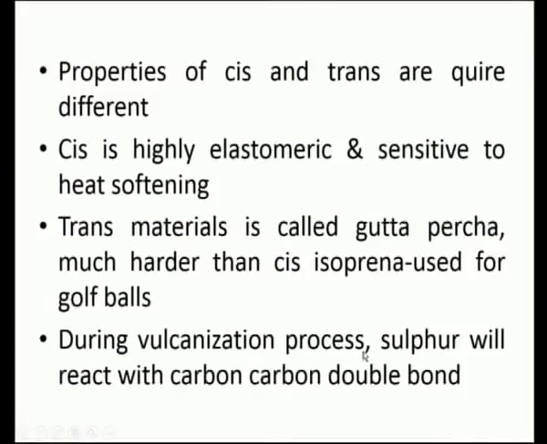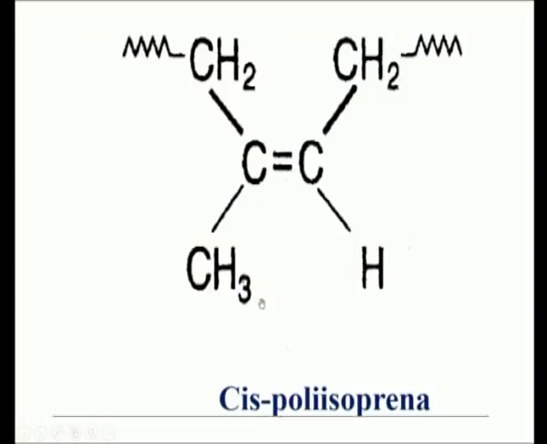During the vulcanization process, sulfur will react with the carbon-carbon double bond. This is what happened here. If you are going for vulcanization, one of the carbon-carbon double bonds will react and make a sulfur bond, and again another unit will react to make a cross link between two polymeric chains. In between, sulfur will be there.